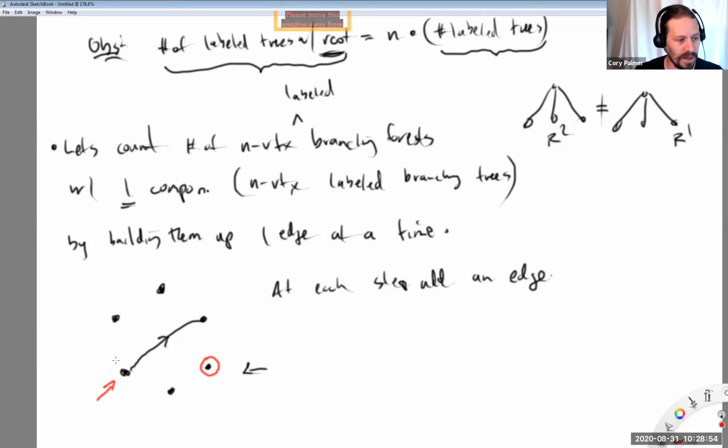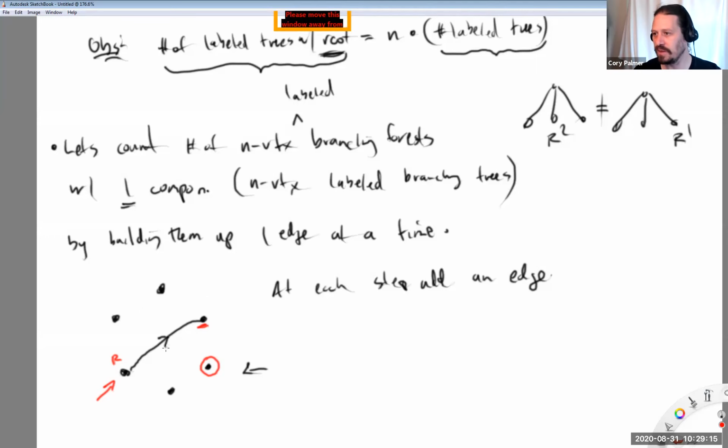Yeah, the root in the lower left remains the root. This was the root of this component on its own, and this was the root of this component on its own, but now I oriented this edge, so this guy can't be the root anymore. So now I say that this piece here, oh okay, that's the root. And if that's the root, then here I have a branching forest with 1 less component. I reduce the number of components.